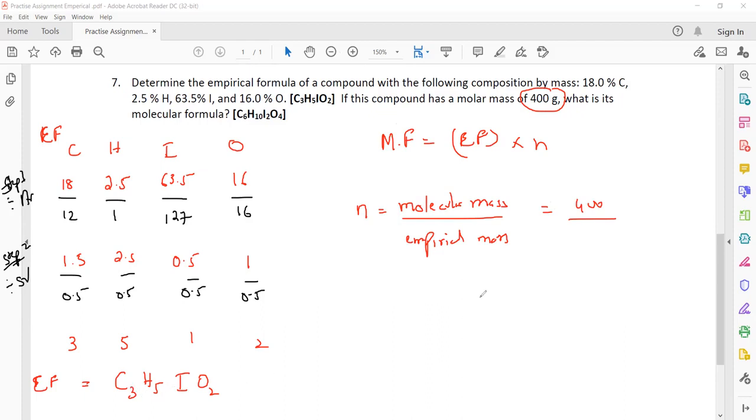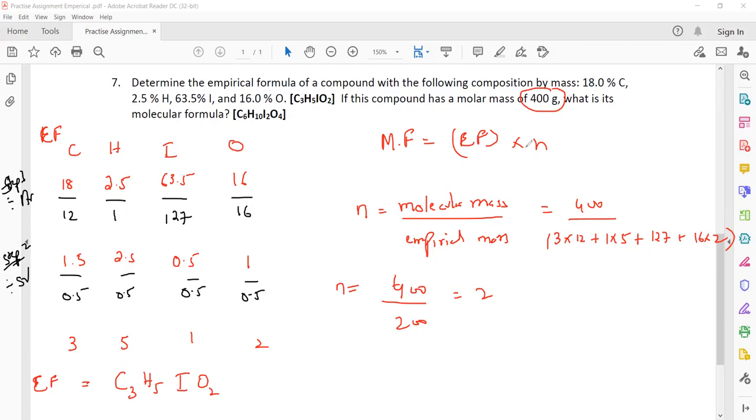So it contains 3 carbon, so it will be 3 multiplied by 12, plus it contains 5 hydrogen, so it will be 1 multiplied by 5, plus it contains 1 iodine, which is 127, plus it contains 2 oxygen, so it will be 16 multiplied by 2. So this will be 3 multiplied by 12, 36; 36 plus 5, 41; 41 plus 127, so it will be 168; and 168 plus 32, so it will be 200. So the molecular mass is 400, where the empirical mass is 200, so the value of N is equal to 2.